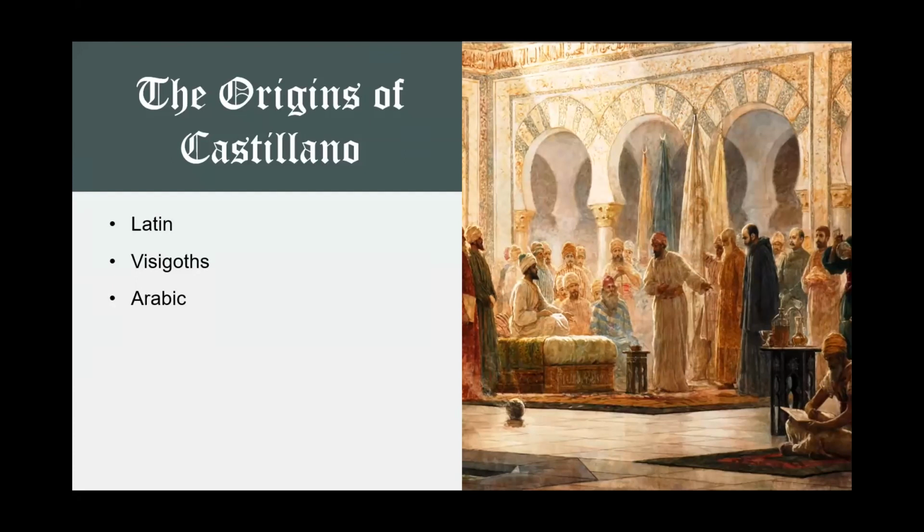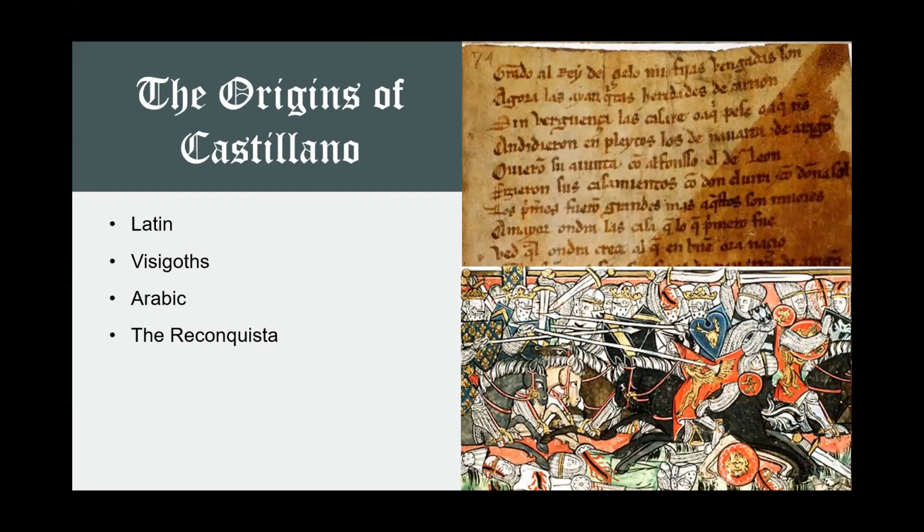So after Arabic, we also have the Reconquista. This is a period that lasts from around the 900s to well after the 1400s. This is after Castellano has received a lot of influence from Latin or Vulgar Latin, the Visigoths, and the Arabs. We start seeing Castellano really start to emerge as its own language.